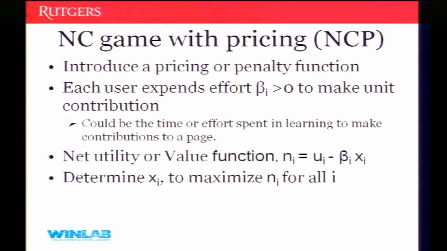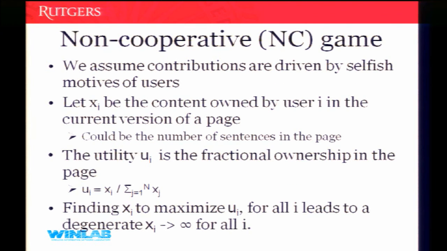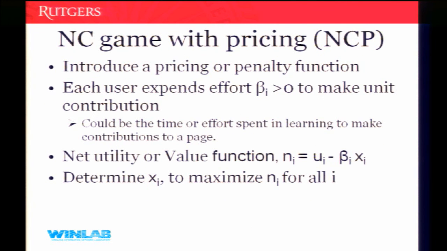Then we have a net utility, which is the utility ui as defined in the previous slide, xi divided by summation xj, minus beta i xi. So now the objective function becomes: determine xi to maximize this term. And the constraint is xi should be non-negative. And since each ni depends on the other xj's, we can formulate it as a non-cooperative game.